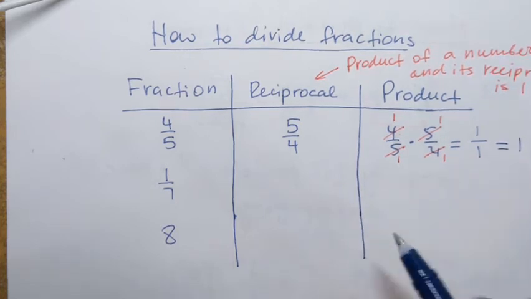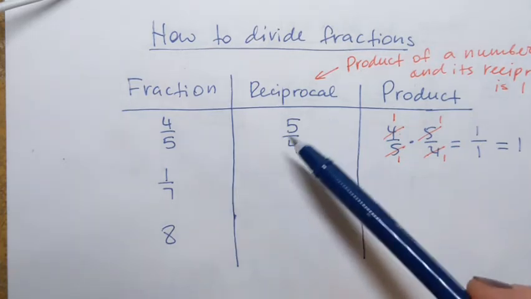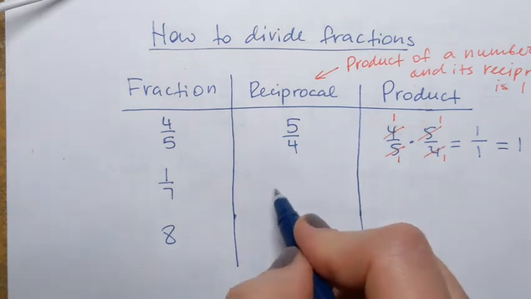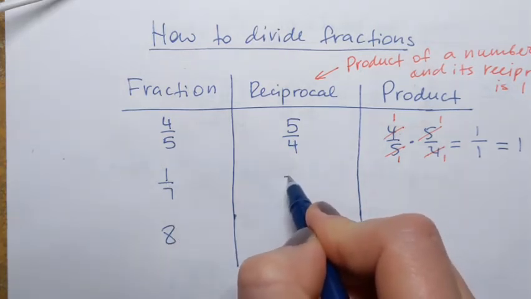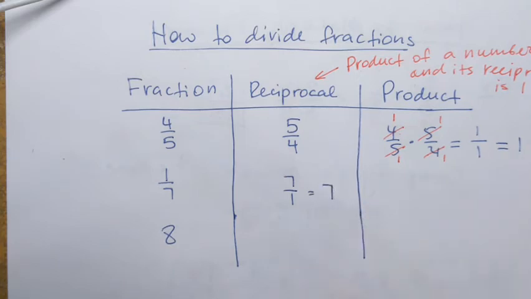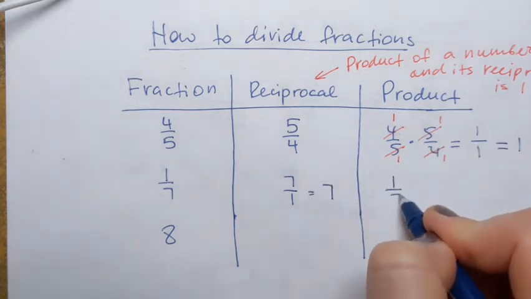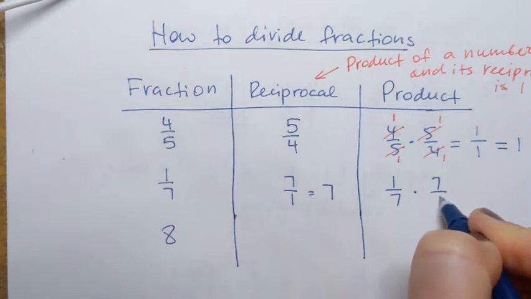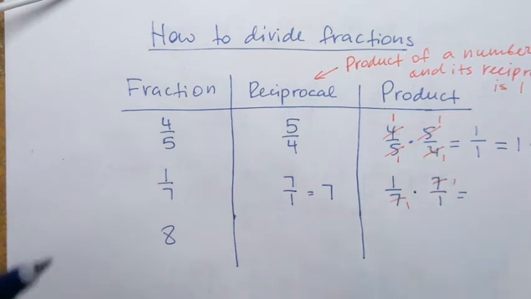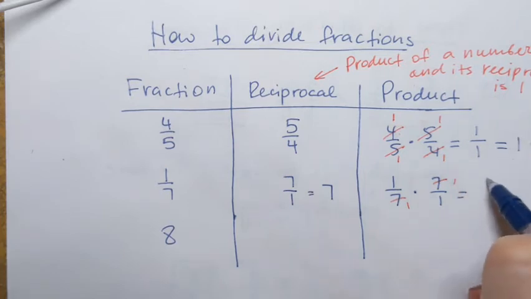And that's how we can always think about a reciprocal. You just take the original fraction and put it upside down, in other words. So 1 over 7, its reciprocal is 7 over 1, which is actually the same as 7, right? And 1 over 7 times 7 over 1. Here, 7 and 7 can be simplified, divided by 7. So 1 over 1, that's 1, right?